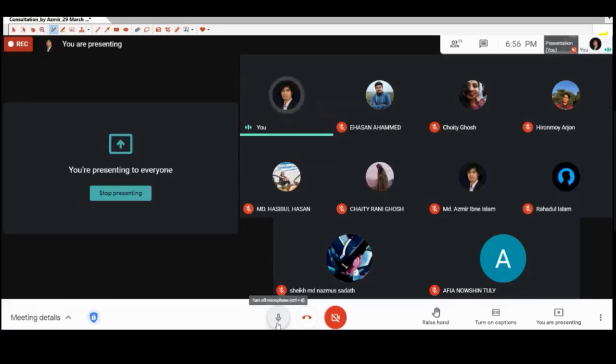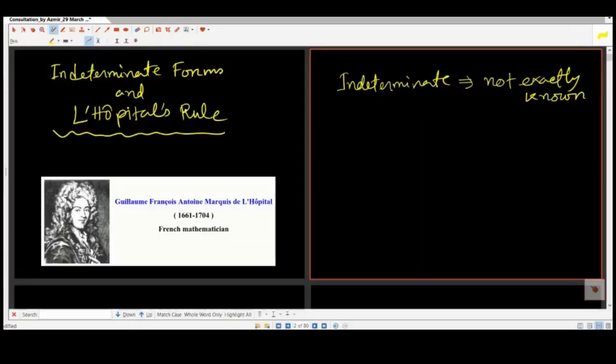In this session, we are going to talk about indeterminate forms and L'Hopital's rule. L'Hopital's rule was named after the French mathematician L'Hopital. His full name was Guillaume François Otto Marquis de L'Hopital. Although the rule is attributed to L'Hopital, the theorem was first introduced to him by Swiss mathematician John Bernoulli.